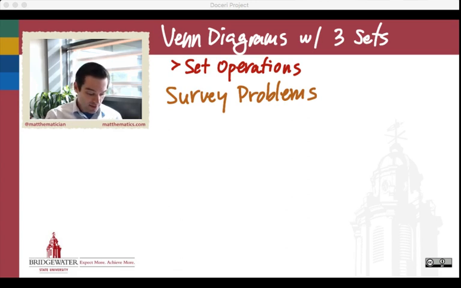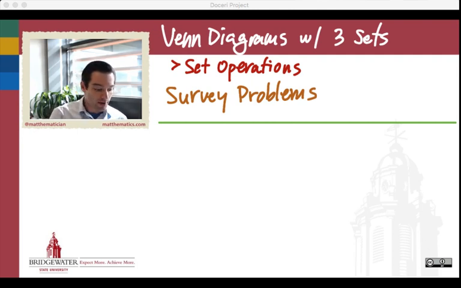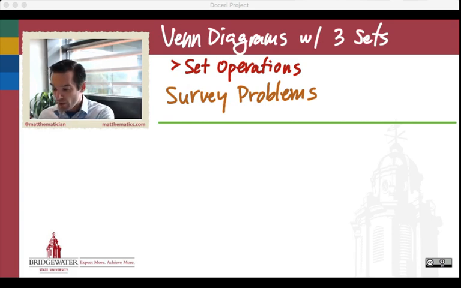So let's just dig in. What I want to do is start from the bottom and work our way up. So let's start with a survey problem. And along the way of taking the survey problem apart, we'll take the opportunity to bring in set operations and bring in Venn diagrams with 3 sets. So let me pull out a survey problem here that we can start to work on.